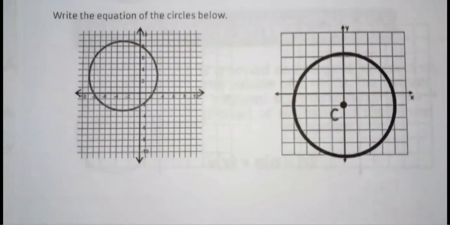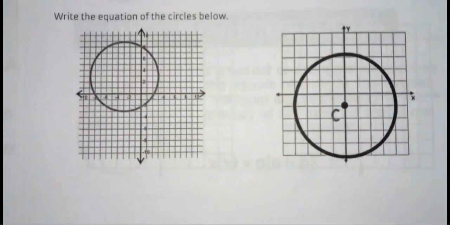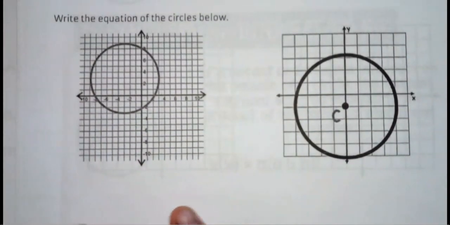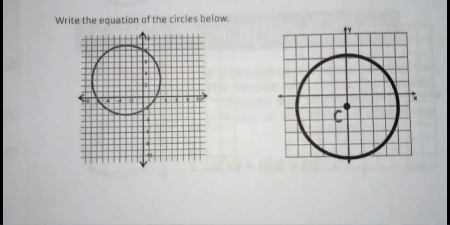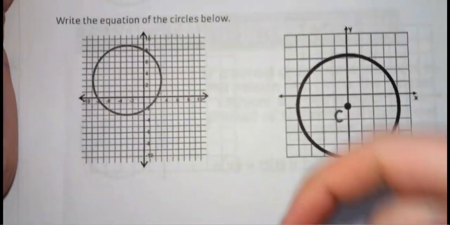All right. On Delta, one of the sections is where it says write the equation of the circle below, and it will be a circle and there will be no center. So you have to determine what the center is. How does one do that? Well, the center has the same radius all the way around. The center is right there. There's a couple ways you can do it.